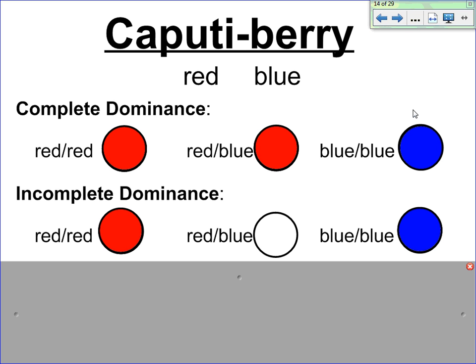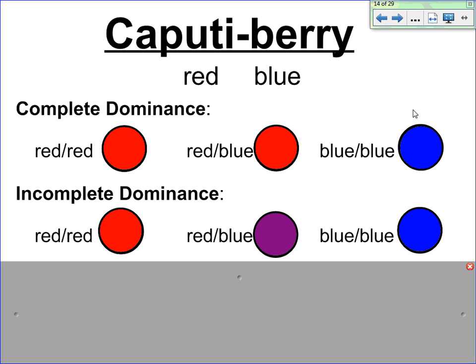Where incomplete dominance and codominance start to differ is in the heterozygote. What happens if you have one allele of each type? Incomplete dominance says that those traits would actually mix with one another, so you would no longer have a red berry, nor a blue berry. What you would actually get is a mixture of red and blue together. So you would expect the heterozygote to be purple if we're using the incomplete dominance pattern.